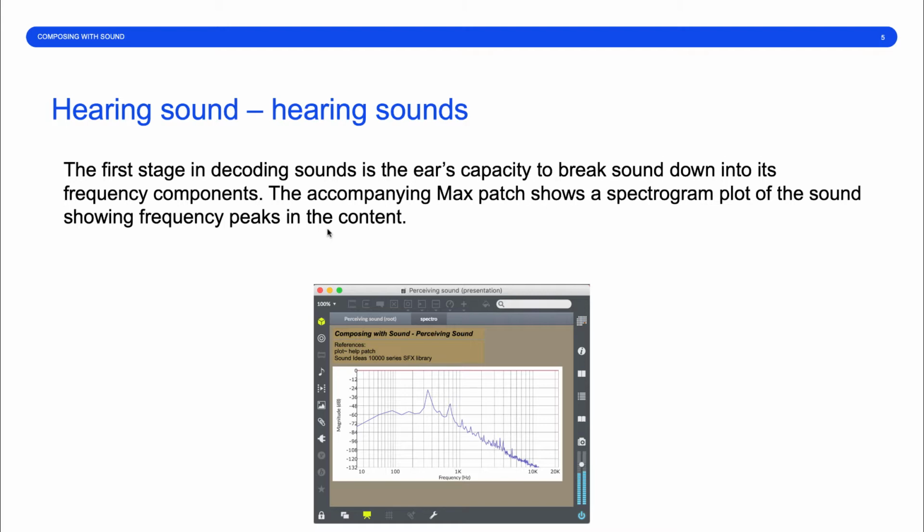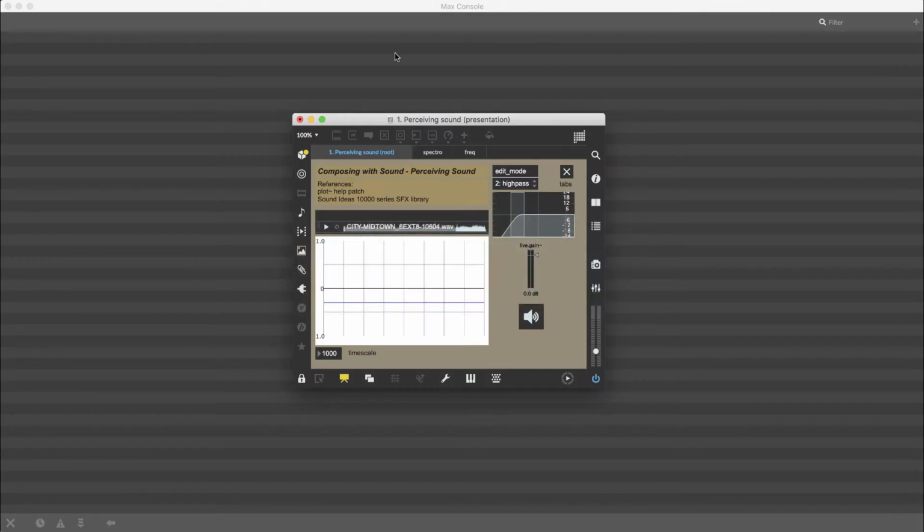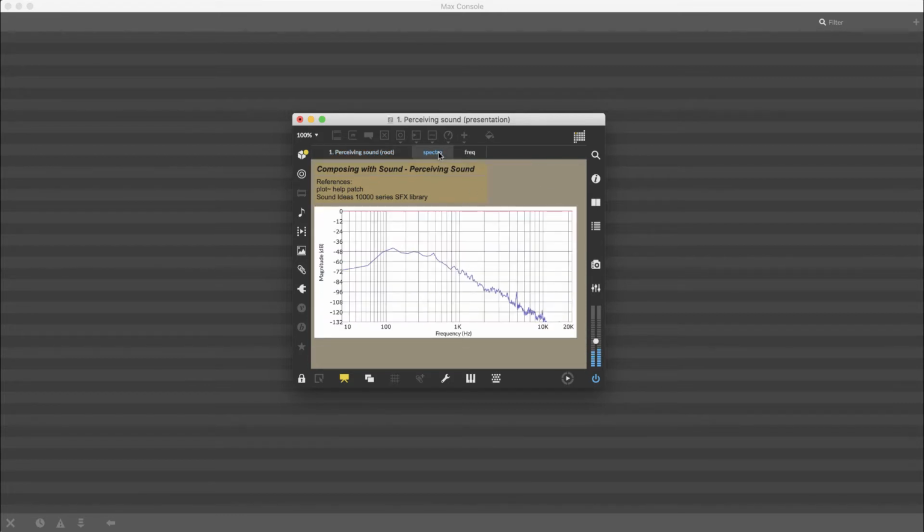Let's jump back into our Max patch, and I'm going to play our sound again. Bring the sound up a little bit so we can hear it. And here is our spectrogram.